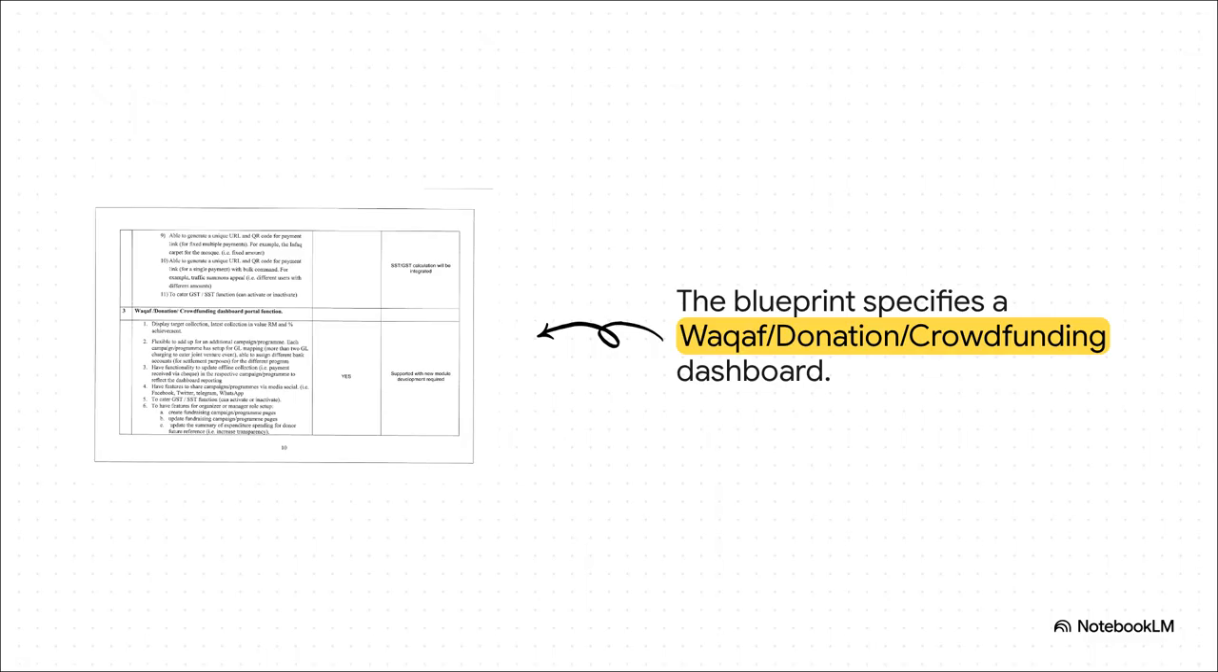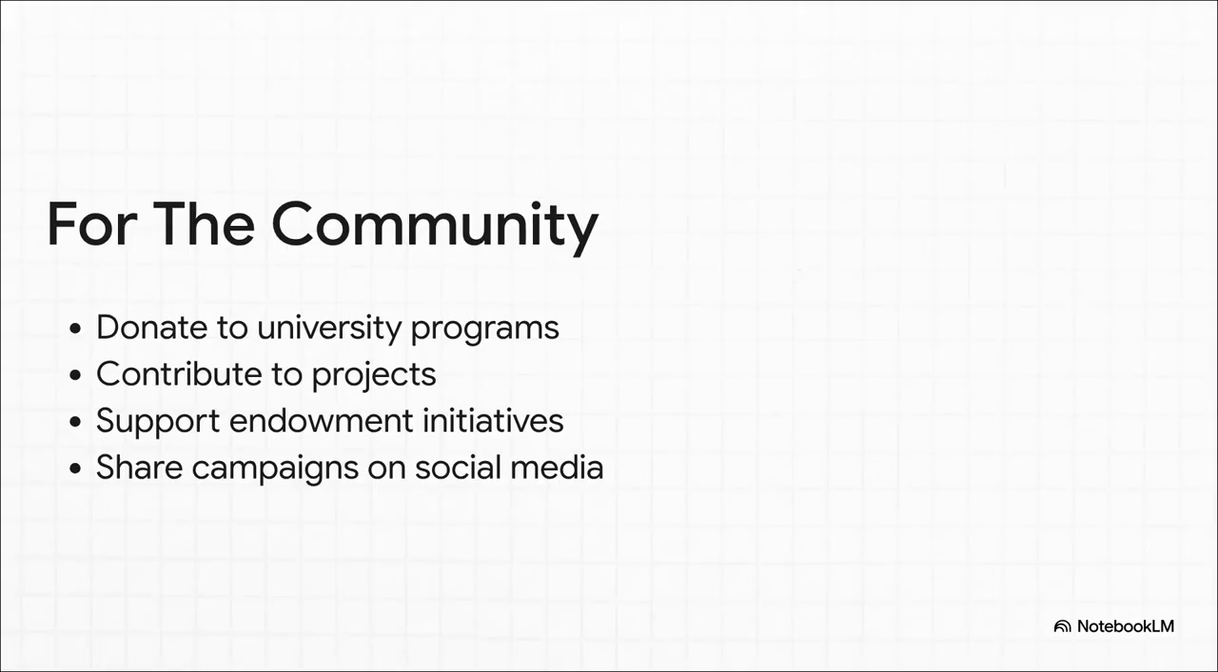The blueprint also lays out something a lot more ambitious. Check out item number 3. It specifies a full-blown dashboard for donations, endowments, and even crowdfunding campaigns. And this connects right back to what the final product promises to do. It opens the doors for the entire community. We're talking alumni, supporters, literally anyone, to easily chip in and support university projects. The blueprint even makes sure you can share these campaigns on social media, baking fundraising right into the digital world.